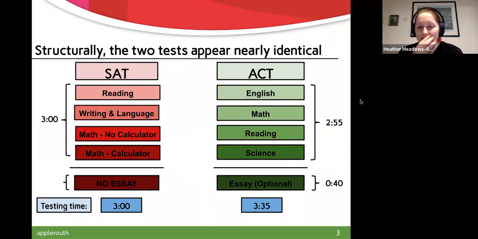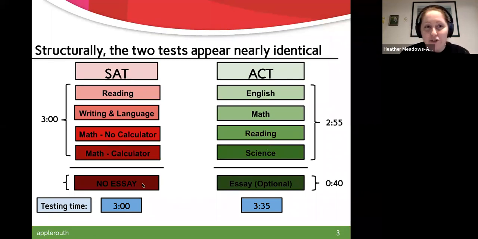Structurally, the two tests are pretty identical. They're both going to have reading sections, as we see here. They're both going to have writing and language, so that's writing here and English here. That's correcting grammar. Both are going to have math sections. The biggest difference is that the ACT has a science section. We'll talk about what it looks like, but the SAT does not have that.